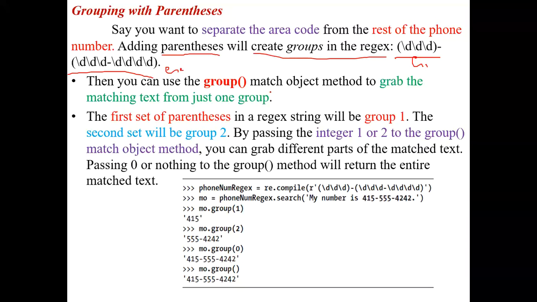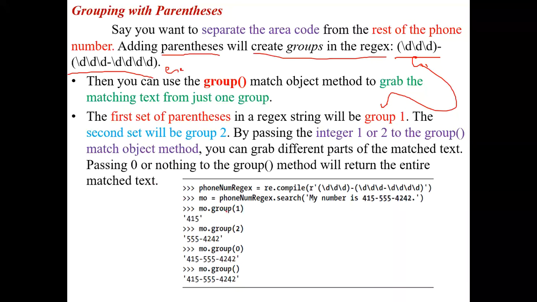Then we can use the group method of the match object to grab the matching text from just one group. The first set of parentheses in a regular expression string will be group 1, that is the 3 digits. The second set will be group 2. By passing the integers 1 or 2 to the group method, we can grab different parts of the matched text. Passing 0 or nothing to the group method will return the entire match text.